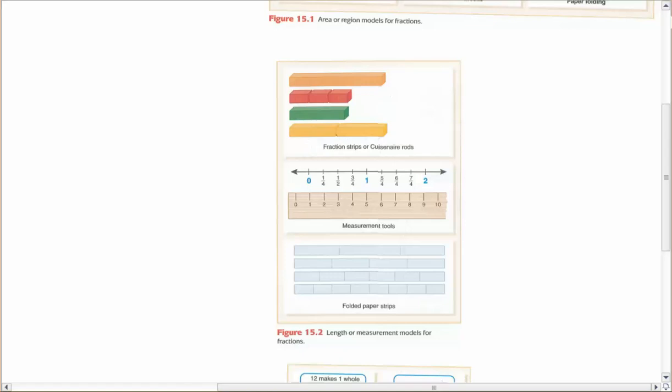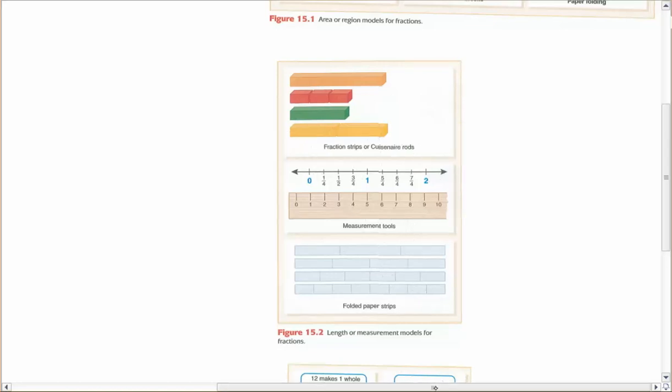For example, if these two yellows together make up a whole bar, then one of them is 1/2 of a bar because its length is 1/2 of the whole. Measurement tools like rulers and number lines can also help kids focus on the length and the relationship to fractions. And here's the cheap and easy way to go: folded paper strips. So you can just have long strips of paper that you can fold into different fractional parts. Fantastic, because they're cheap and easy to make, and if kids lose them, you just make some more, no big deal.